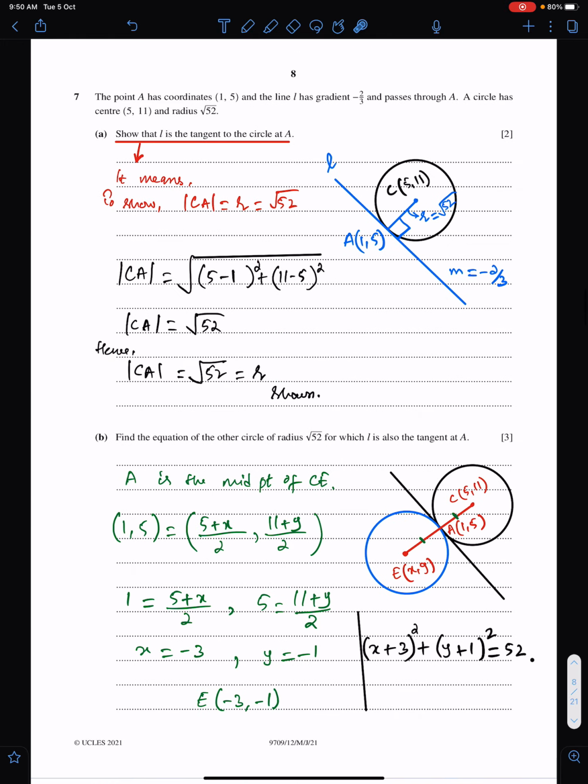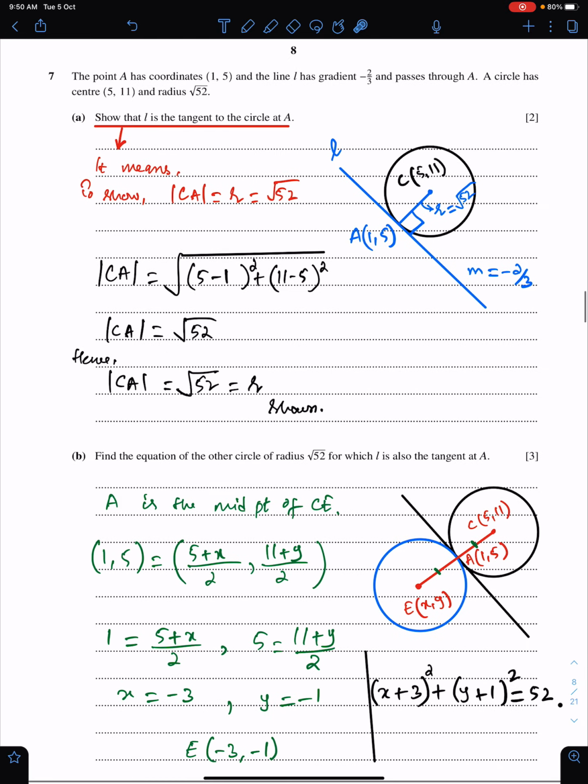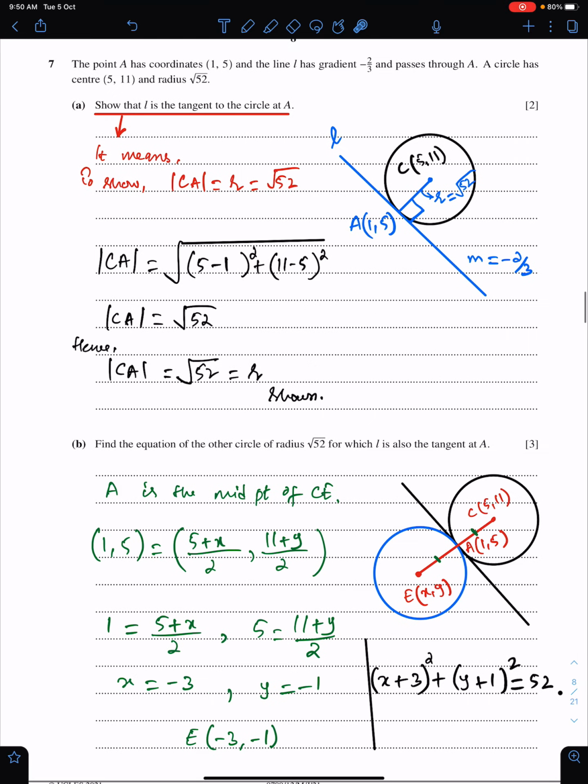Next question, number 7. The point A has coordinates (1, 5) and the line L has gradient minus 2 upon 3 and passes through A. So L has two things: the gradient of L is minus 2 upon 3, and L passes through A. A circle has center (5, 11) and radius under root 52.